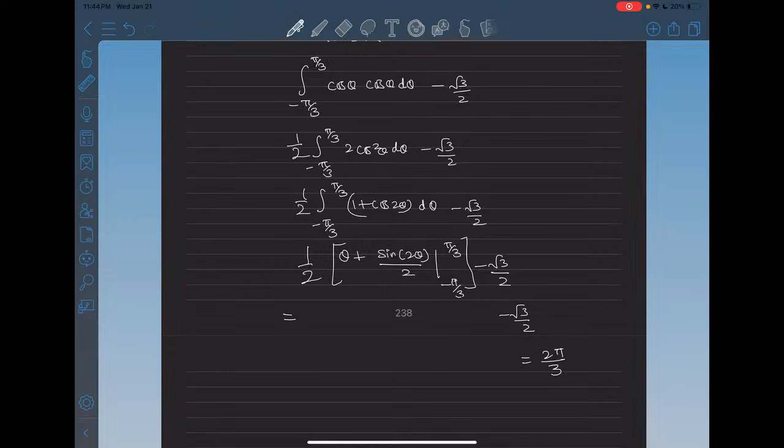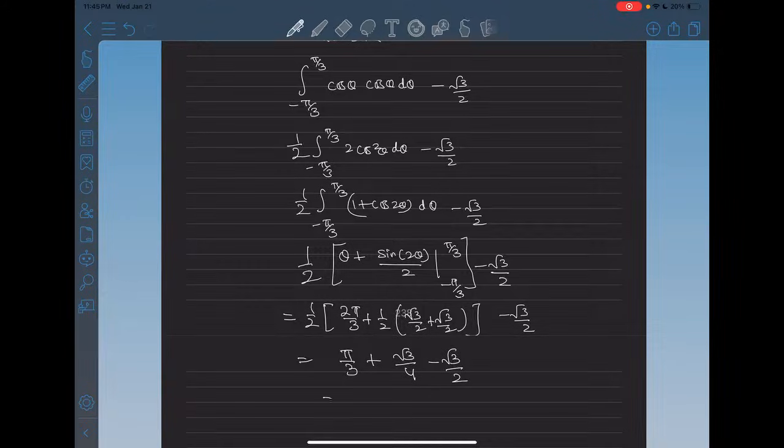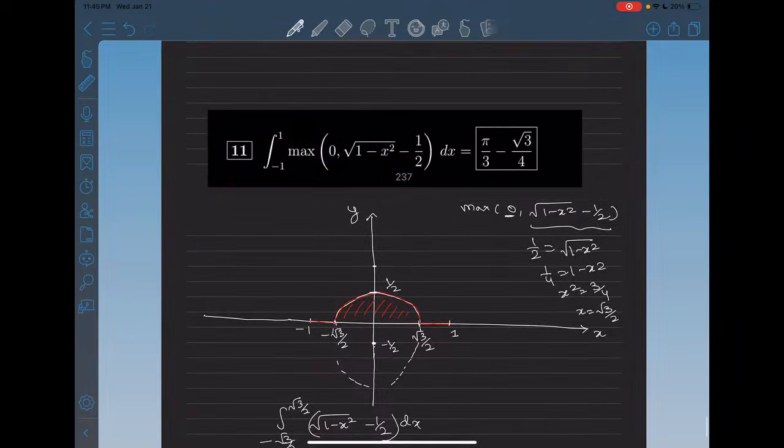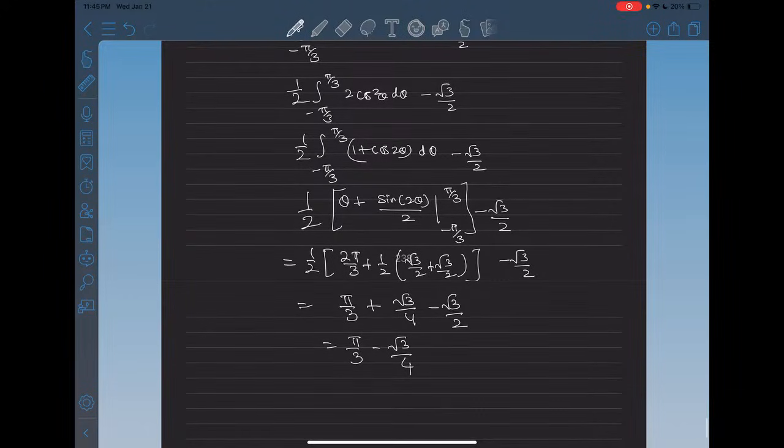Okay. And so this is a half of 2 pi over 3 plus half times root 3 over 2 plus root 3 over 2, right? Yeah. Okay. Now I get the expected answer. So this is pi over 3 plus root 3 over 4 minus root 3 over 2. So this is pi over 3 minus root 3 over 4. Is that the answer? Yes. Finally we get the answer, guys. I'm sorry for the delay, guys, but we are there.